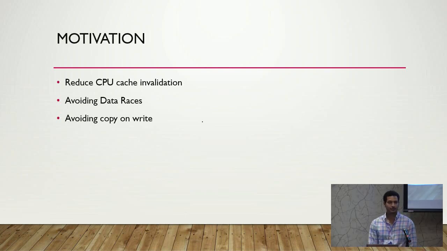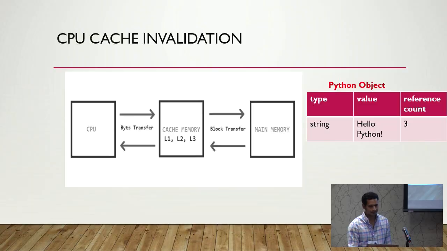What is the motivation for this PEP change? Why immutable? There are three major things which motivated the Python community, specifically Meta and Instagram, to propose this change. The first things were reducing CPU cache invalidation, avoiding data races, and avoiding copy on write. Let's refresh on those topics also; it will be good to understand. CPU cache invalidation.